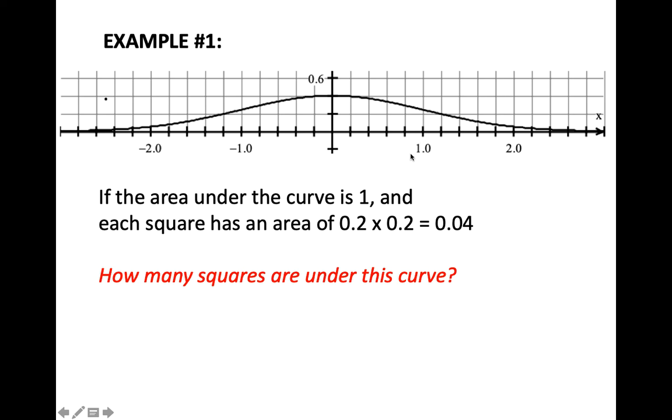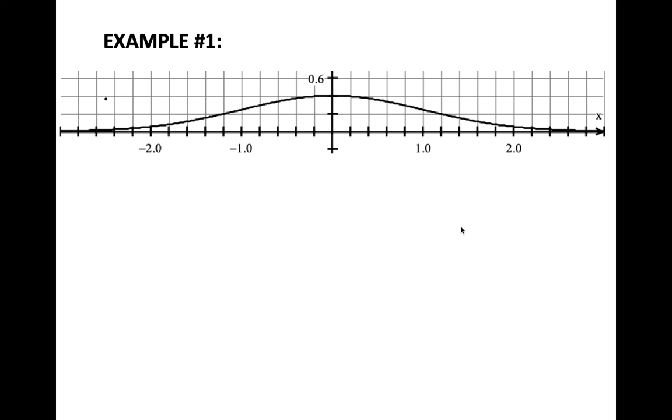In other words, 1. Sorry, that shouldn't be 0.10, it is 1. So this is really 0.2, which means this side is 0.2 as well, which means the whole area inside of here is 0.04. So if I take the area, which is 1, and divide it by the area of the little squares, I find out that there are actually 25 squares under this curve.